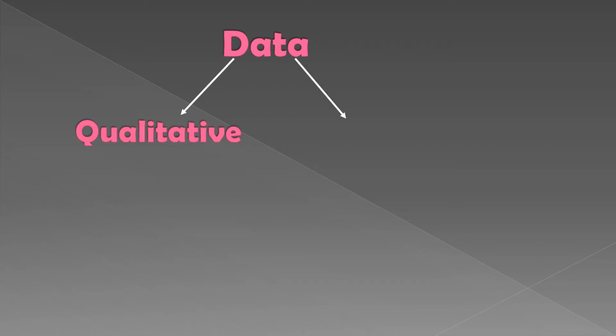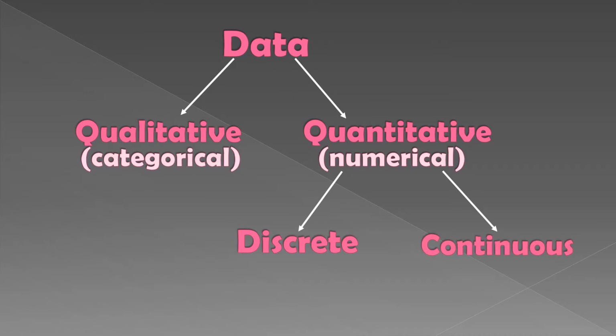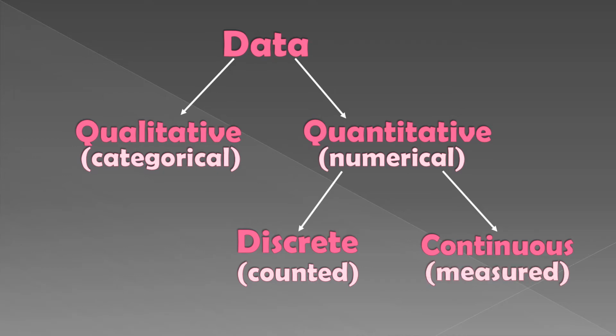So there are types of data. If you can remember, we have qualitative and quantitative. In qualitative, it is categorical. In quantitative, it's numerical. And then under quantitative, since it's all about numbers, we have discrete and continuous. If we are talking of discrete, it is counted, or we need to count it, and continuous, it is measured.